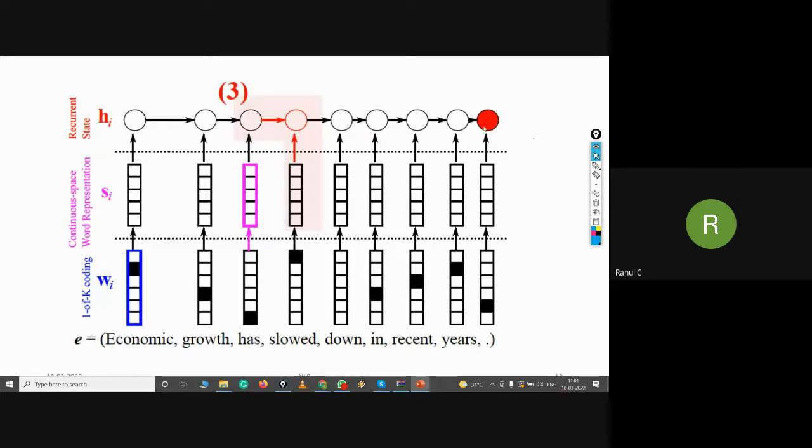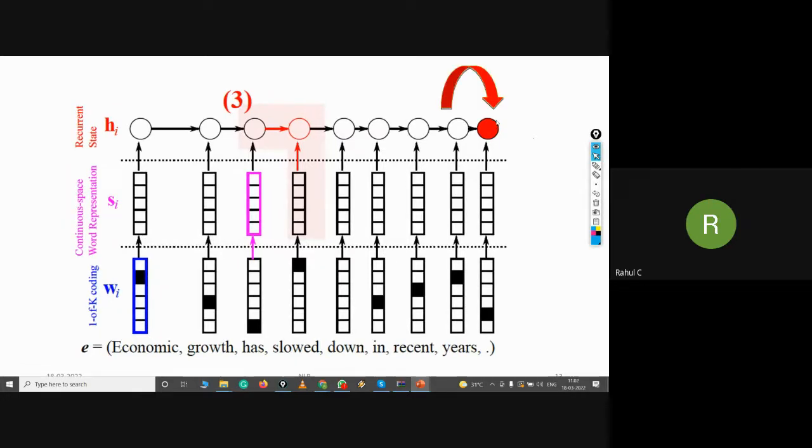So from the information here, it is possible to decode the sentence. You can see the final information from all this: economic growth has slowed down in recent years. Up to here these words are represented, and all the information is in the context vector. The last thing, the full stop that marks the end of the sentence, can be treated as the context vector.